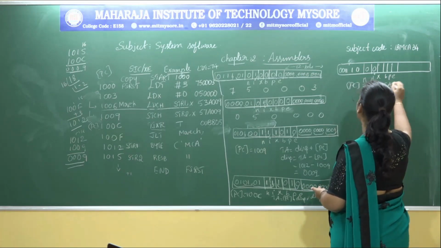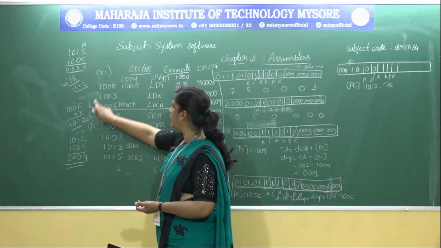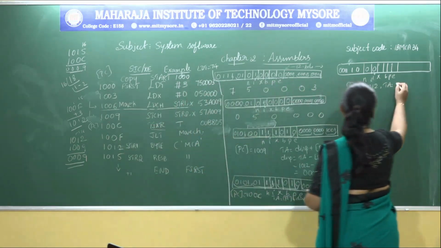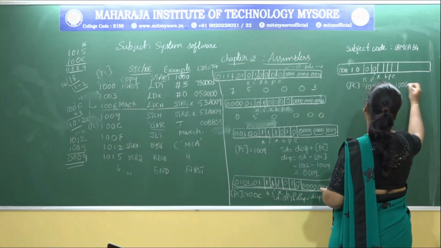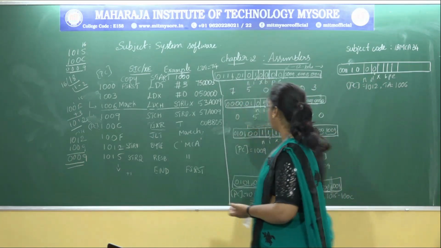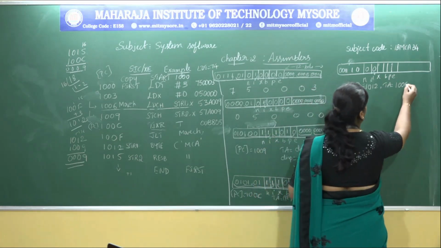What is the target address? It is MOVE CH. Where actually is the MOVE CH? At the memory location 1006. Here we will get a negative value, and a negative value is going to be represented by using the 2's complement method.